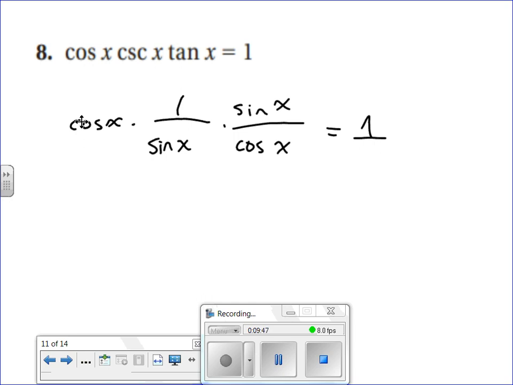All right, what do you think is going to happen? We cross multiply. Nope. Cross cancel cosine, cross cancel sine, and now our left matches our right. So we've been verified.